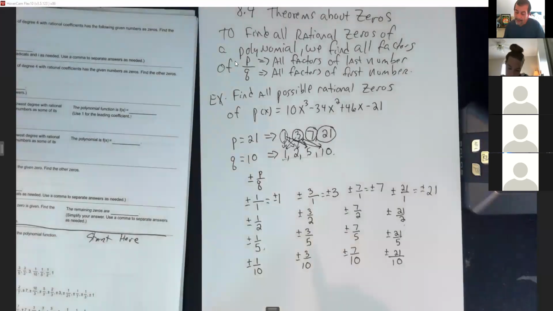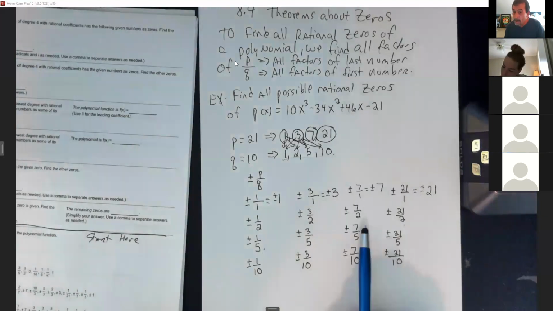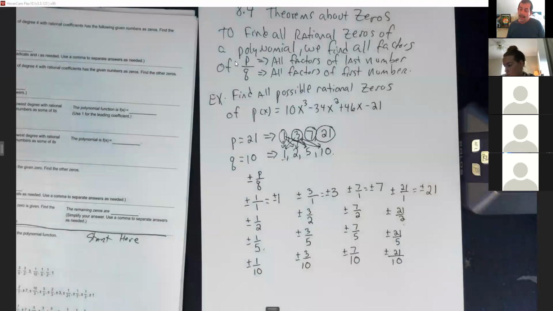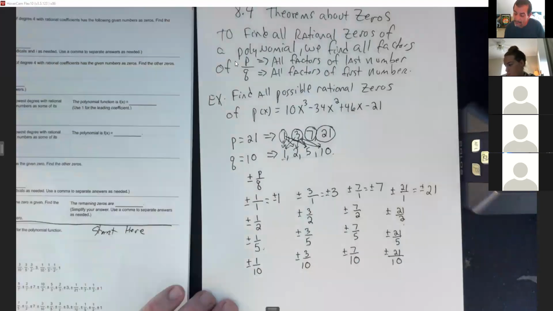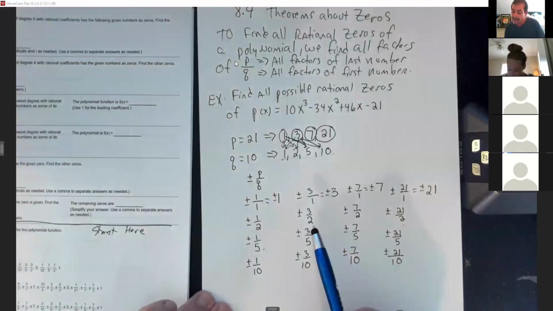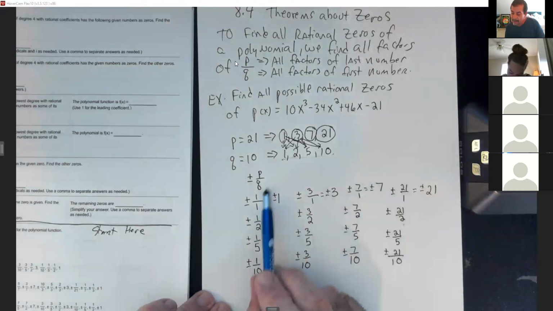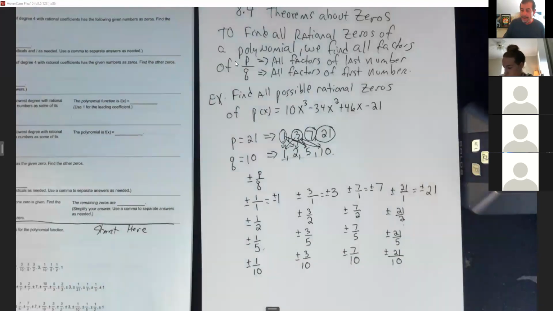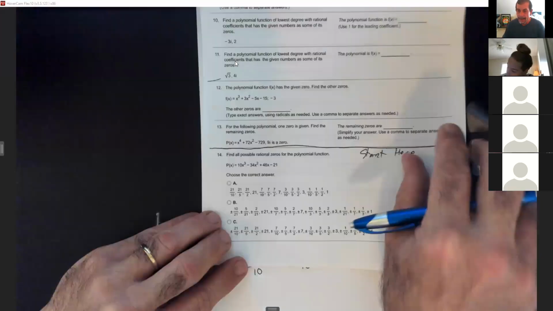So all these are not zeros, but we're guaranteeing that the rational zeros is one of these numbers. So I wouldn't have to check numbers like 2, 4, 6 because they're not factors that I can get out of them. And I'll show you on the homework. Here's how they list it.